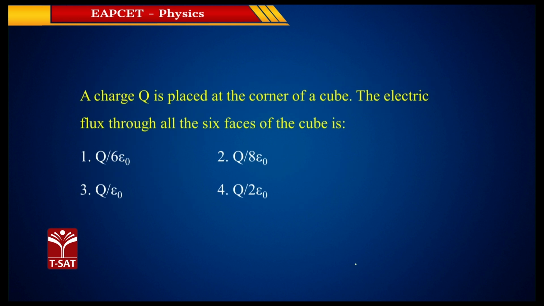And here a charge Q is placed at the corner of a cube. The electric flux through all the 6 faces of the cube is Q by 8 epsilon naught. Here the answer is Q by 8 epsilon naught. Okay, that is the answer.